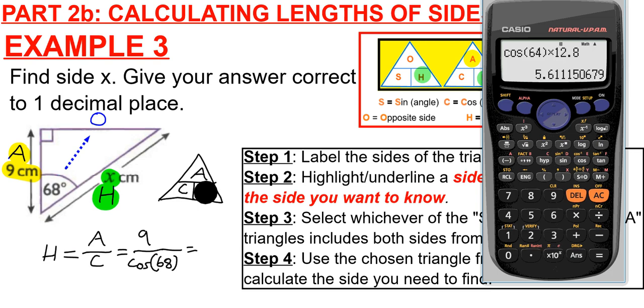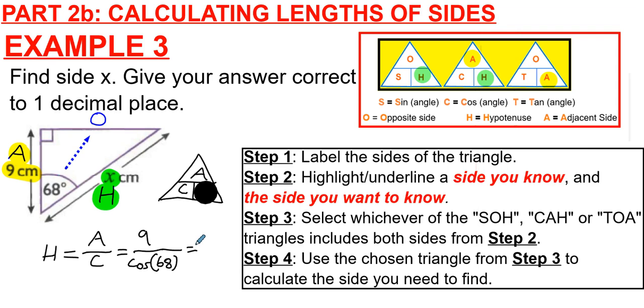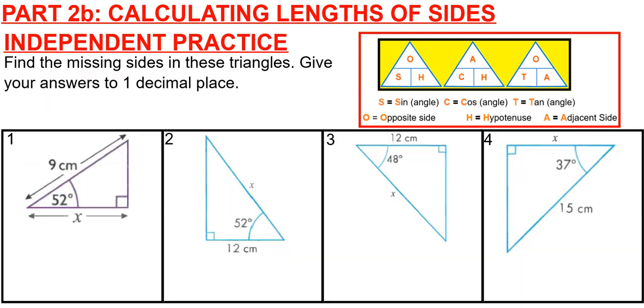So type it into your calculator, 9 on top, then cos 68 on the bottom, so you get 24.0 centimetres. Like so. And so that's three examples. I've shown you how to do finding the adjacent and the hypotenuse. Now it's going to be your turn.